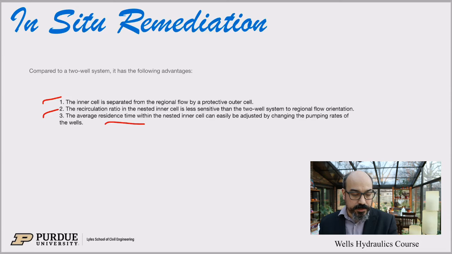Again, the average residence time within the nested inner cell can easily be adjusted by changing the pumping rates of the wells. So that inner cell is completely independent of the environment, and you can really play with it. So if you need more time for bacteria to process something, for example, you can slow down the recirculation, or if you need less time, if you need to inject, let's say, a nutrient real fast, then you can accelerate the pumping rate, without any interference with the outer environment.